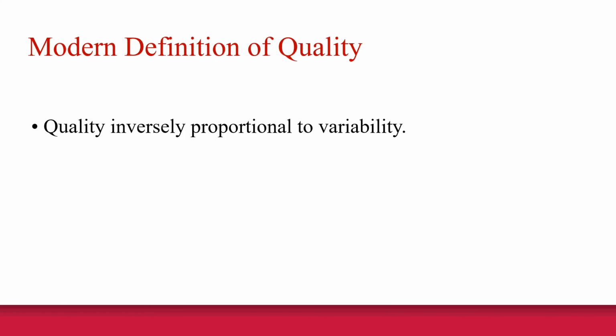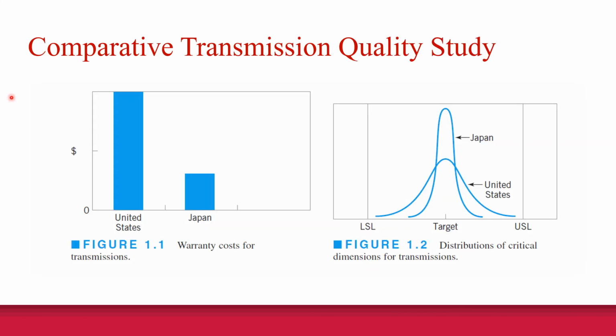The modern definition of quality, and the one that we're going to use for this particular class and the one that's used for quality control and improvement, is the following. Quality is inversely proportional to variability. The book uses many examples of this, but this was an example where a U.S. automotive manufacturer in the 70s did a study of the warranty costs for United States manufactured transmissions compared to Japanese manufactured transmissions.